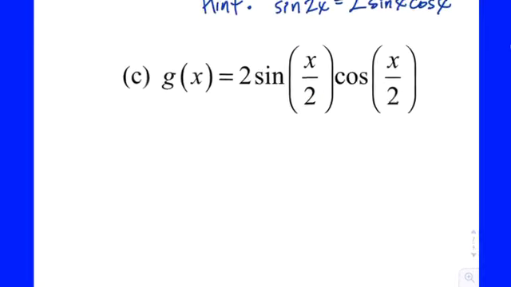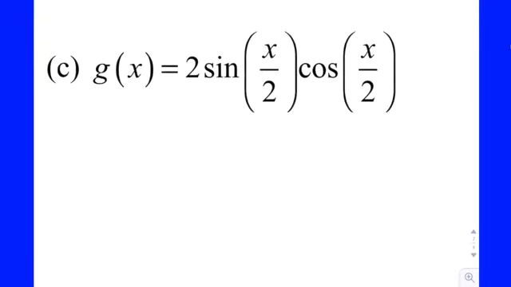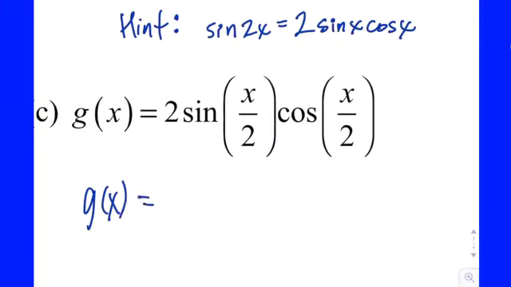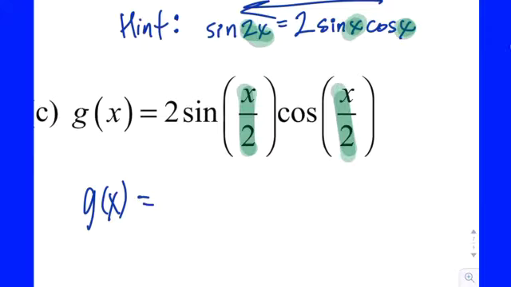Letter C. We got a product of two variable functions. We do not know the product rule yet. So this identity that I gave you as a hint could help. So the nice thing about the identity is it works both ways. So essentially 2 sine of blob times cosine of blob is equal to sine of twice the blob. Right? It doesn't have to be x, it can be anything. I have a blob. My blob is x halves.